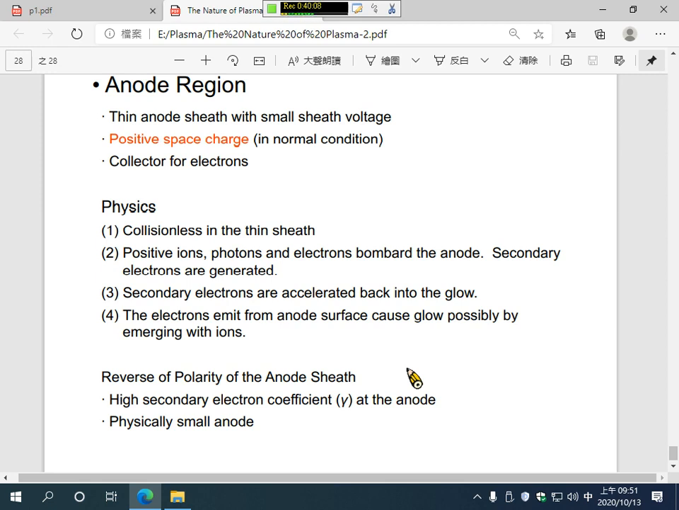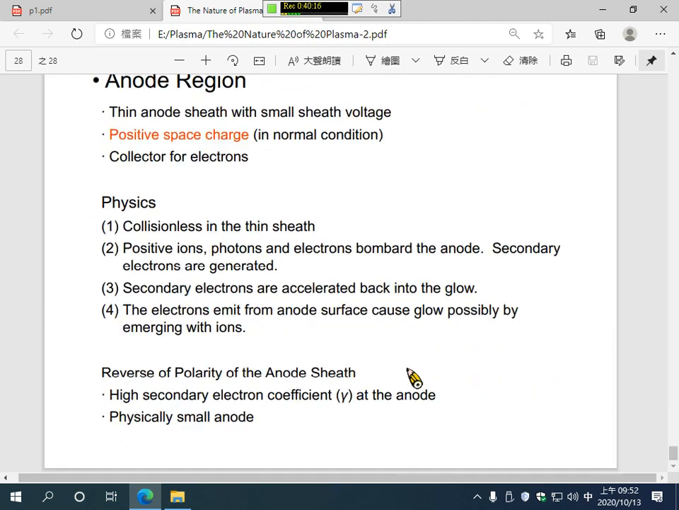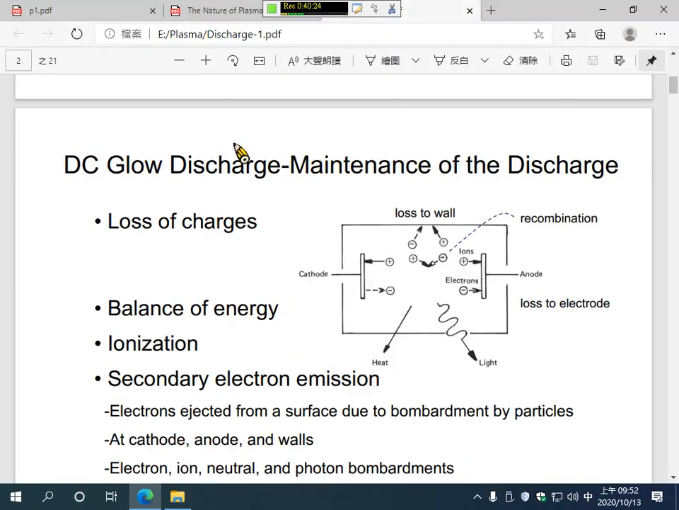And when electrons and ions collide with anode, maybe we should jump to this page. Discharge. Okay, this is in the next chapter. So here is the anode. So actually, both ions and electrons from the positive column will collide with anode.